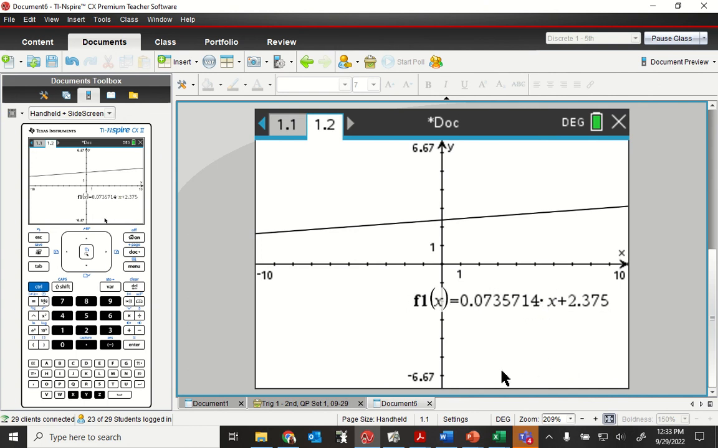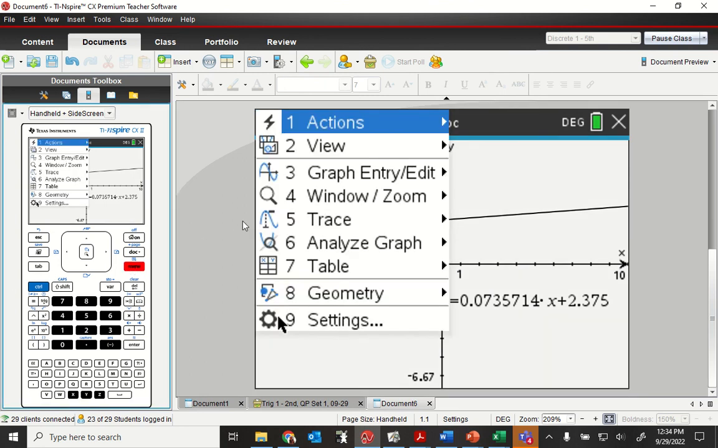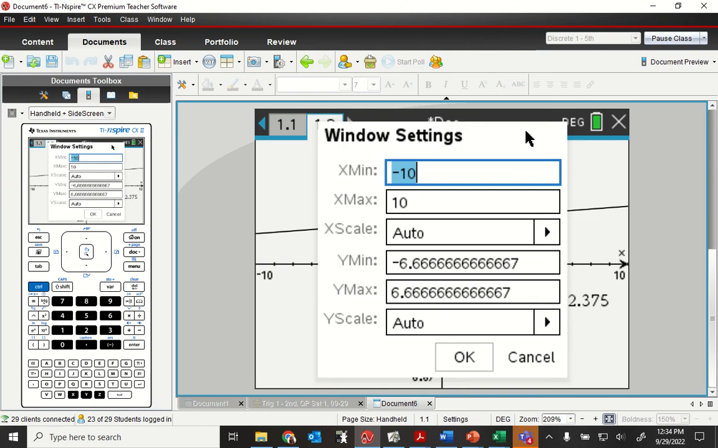Now, this calculator has a whole bunch of different ways of doing this. Did you click on F2 and hit enter? So tab, go up, yeah, there we go. So I am going to change my window. I'm going to show you how to do this, and I'm also going to show you another way to do this afterwards. Menu, window, settings.